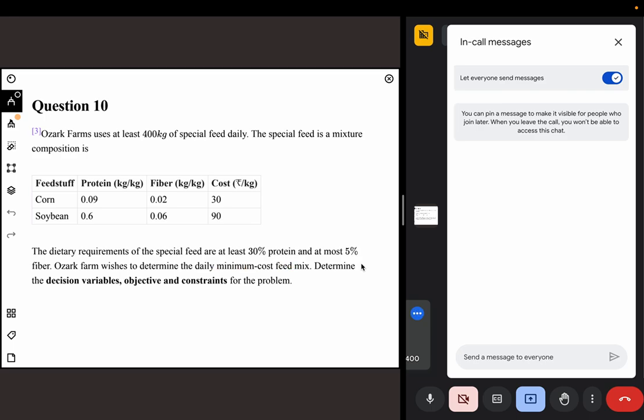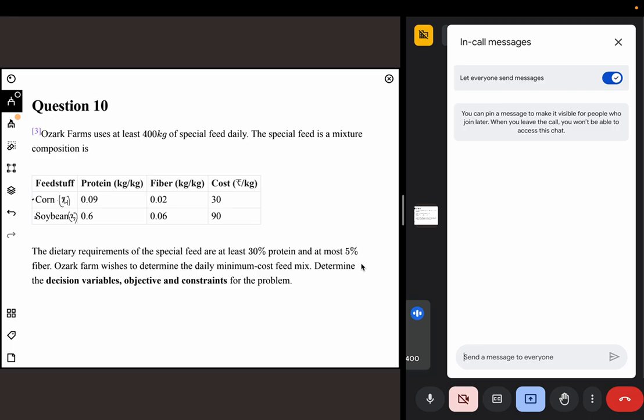So what will be my decision variables? For example, I don't know how much corn to put and how much soybean to put. So let's say this is my x1 and this is my x2. So these are my decision variables. I need to determine how much corn and how much soybean I need to put in my feed.